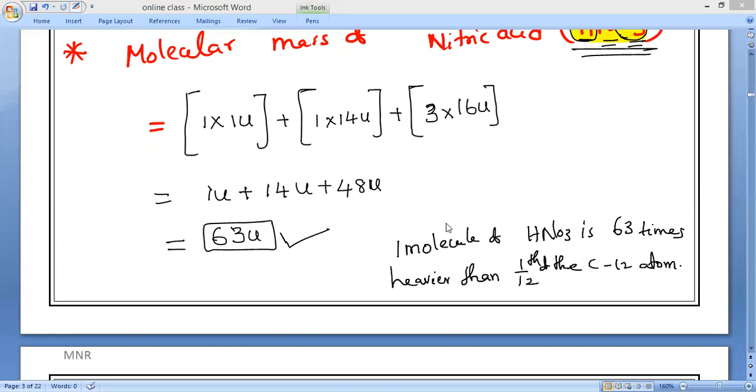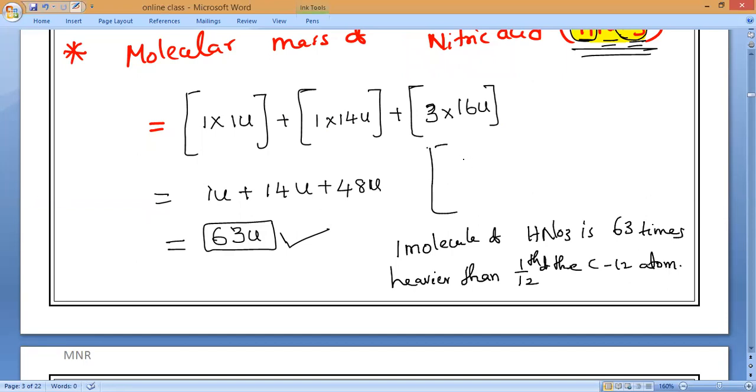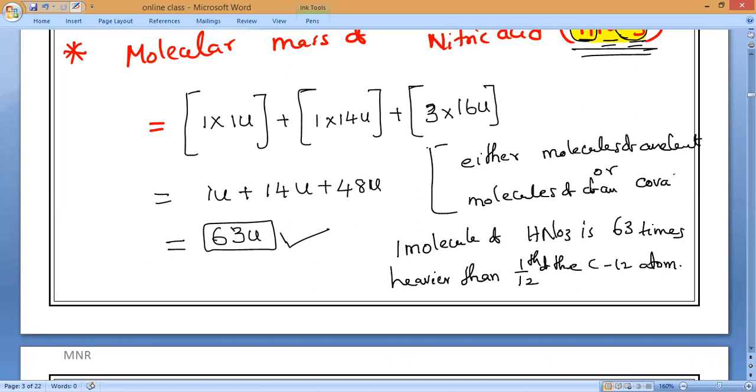All these things I told you, this formula you have to use everywhere. Whatever it is, molecular mass means what? Molecules of an element or molecules of covalent compounds. So we will use this one.